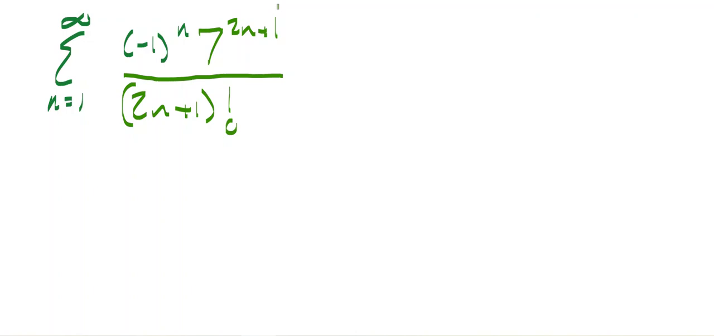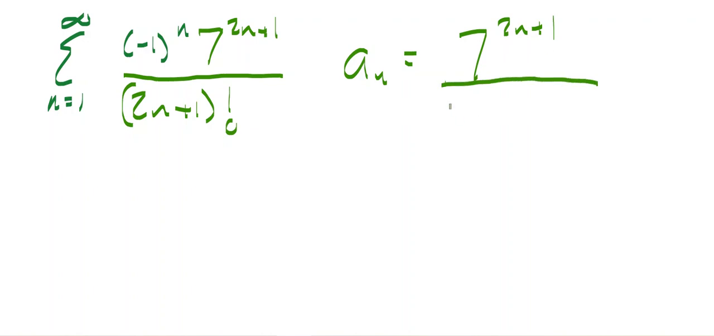Okay, in this video, I'm going to be doing an example of determining whether an alternating series converges or diverges by using the ratio test for absolute convergence. So given this series, first let's identify a sub n as the non-alternating part of this particular series, which would be this. Now what we need to do is determine what a sub n plus 1 is.